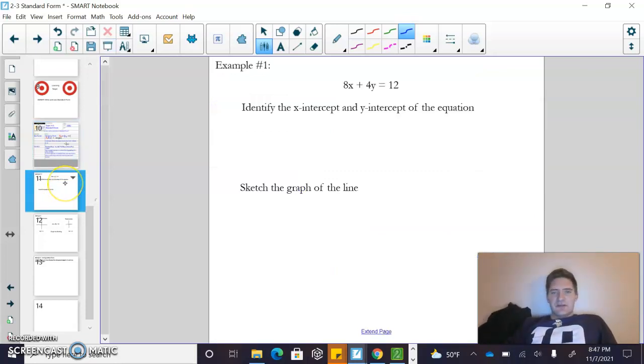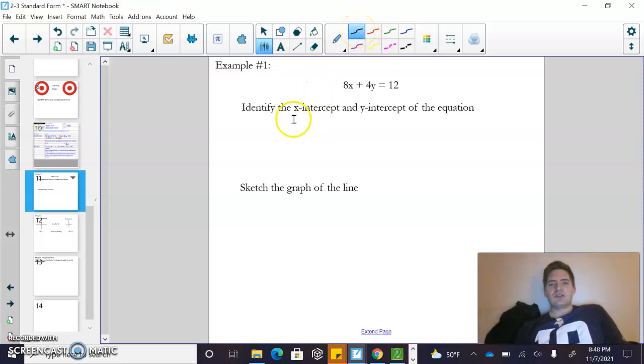We're going to go ahead and do the first example. The first example is 8x plus 4y is equal to 12. I'm going to identify the x and the y-intercept of the equation. So on the screen, we're going to go ahead and write our equation. 8x plus 4y is equal to 12.